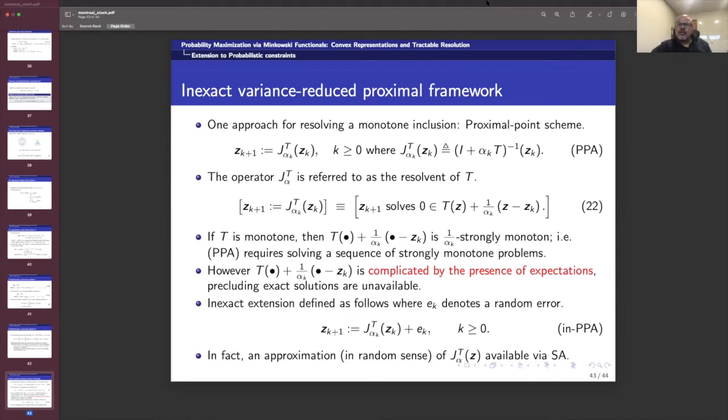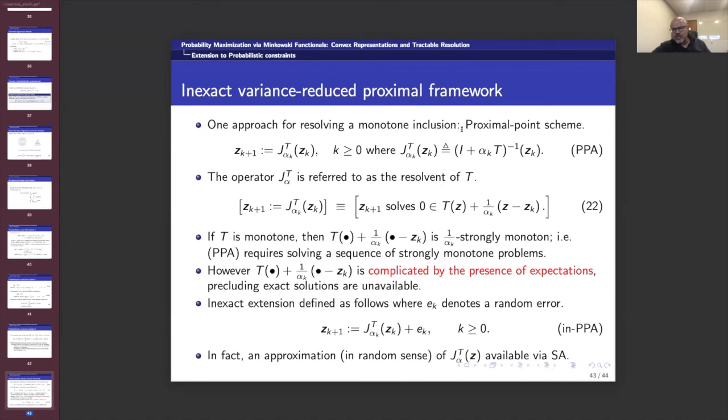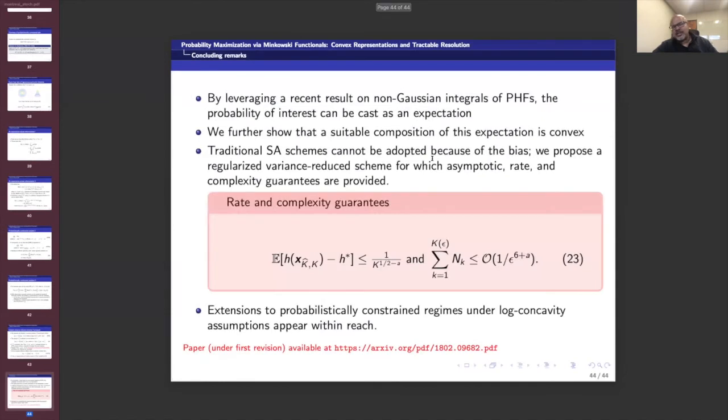I think I'm right at 45 minutes, which is what I promised Fabien, and I'll conclude with a set of remarks. The idea that we pursued was to recast the probability of interest as an expectation of a suitably defined integral with a prescribed density. We then show that a suitable composition of this expectation is convex. Unfortunately, traditional stochastic approximation schemes cannot be adopted for reasons that I mentioned. And the framework that we employ allows us to get near optimal rates.